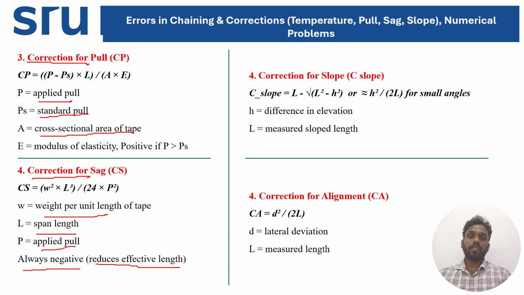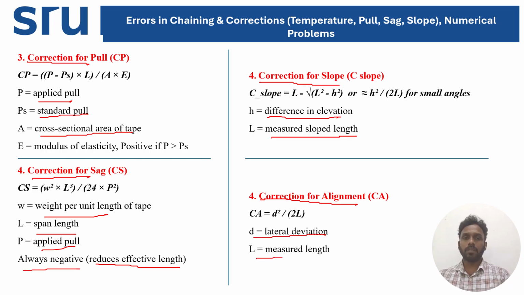Then correction for slope, which is your C slope. C slope is equal to L minus root of L square minus H square, or H square divided by 2L for small angle. H is your difference in elevation. L is your measured slope length. Next one is correction for alignment, which is your CA. CA is equal to D square divided by 2L. Here D is your lateral deviation and L is your measurement. So this is all about your corrections and the formulas required for the corrections.